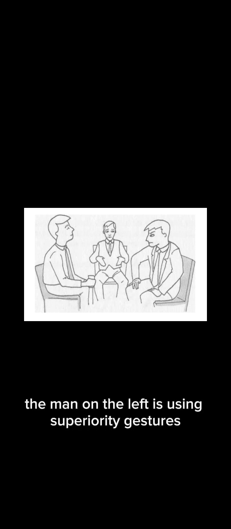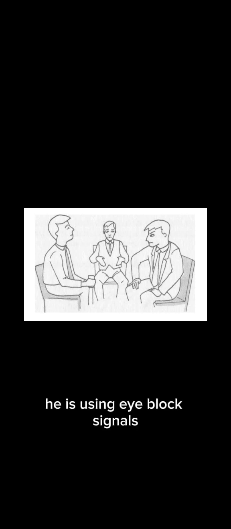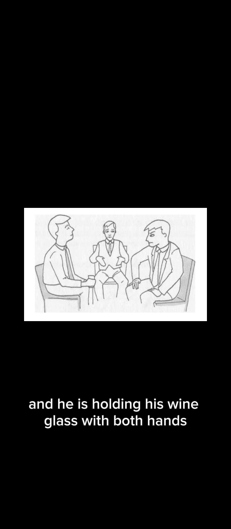The man on the left is using superiority gestures and has an arrogant attitude towards the man sitting opposite. He is using eye block signals to block the other man from sight, and his head is tilted back to look down his nose at him. Defensiveness is also evident because his knees are held tightly together and he is holding his wine glass with both hands to form a barrier.